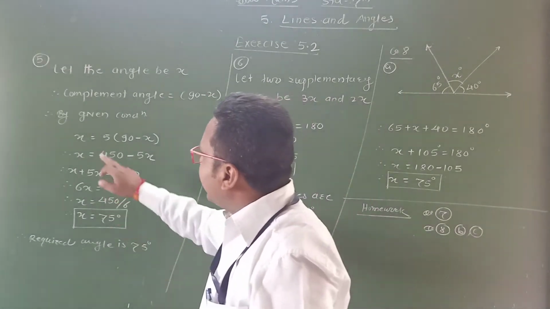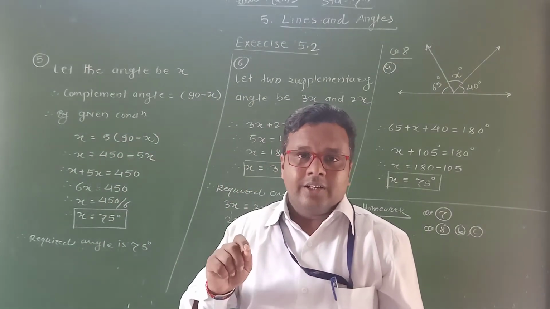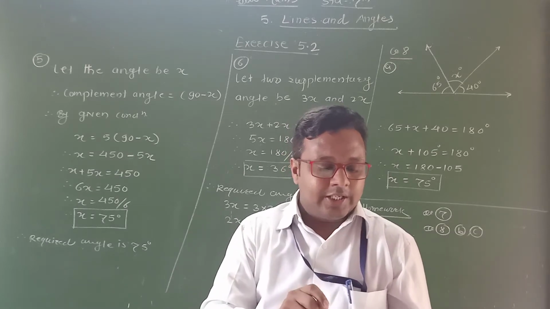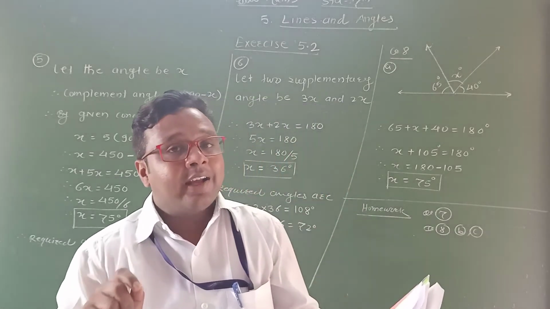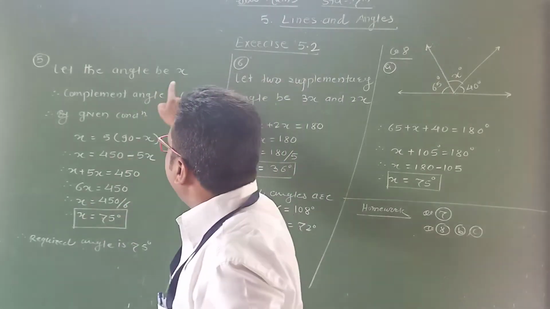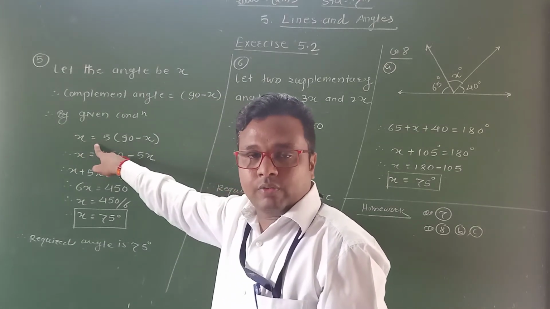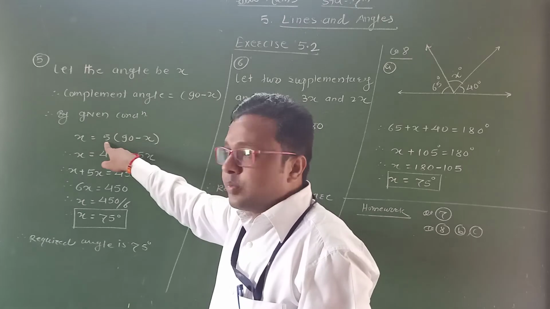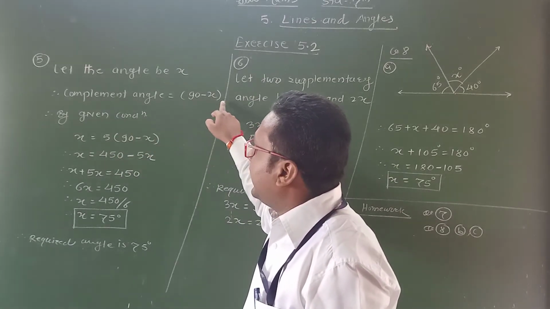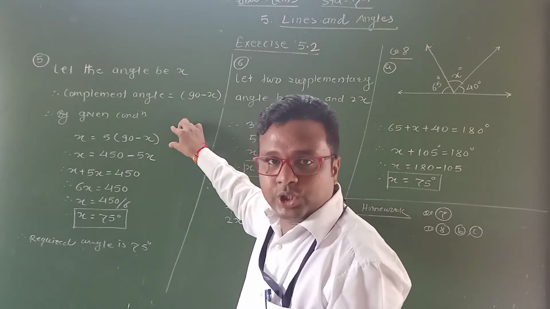Okay. Now by the given condition, what is the condition? The given angle is 5 times its complement. An angle means x. Is means equal sign. Here we frame the equation. 5 times means 5 into its complement. The complement angle is 90 minus x. In this way we get the equation: x equals 5 into (90 minus x).